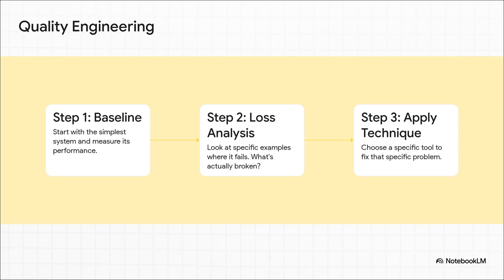First, you baseline. Just build the dumbest, simplest version of your system and see how well it does. Second, you do a loss analysis. And I don't mean looking at some fancy aggregate score. I mean you dig in and look at the specific queries where your system failed. And only then, once you know what's broken, do you do step 3. Reach into your toolkit and apply a very targeted fix for that very specific problem. You've got to start with the problem, not the solution.